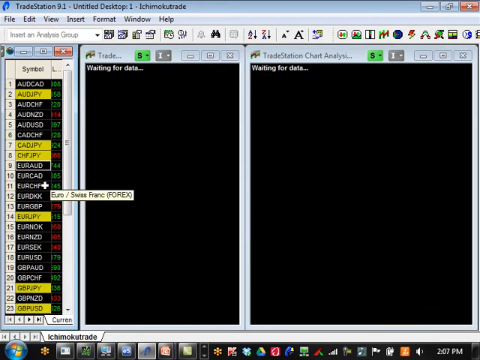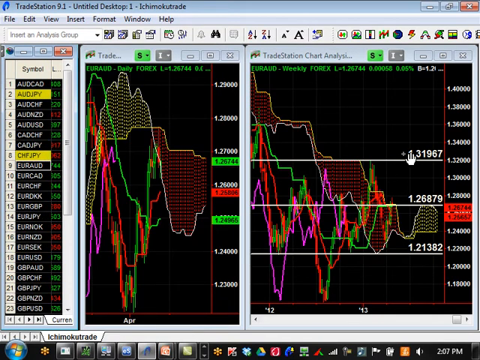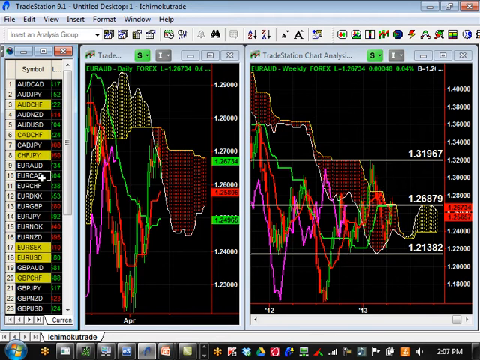Euro Australian. If you look at that Euro Australian, it's really not doing anything except ranging between 21.38 and 31.96. Right now, it's at the middle of the range, which is at 26.87. So it's interesting to see what's going to happen here. It did have a chance to completely start breaking down here, but didn't do that at all. It decided to come up above the cloud, and now it's entered a major nasty consolidation pattern.